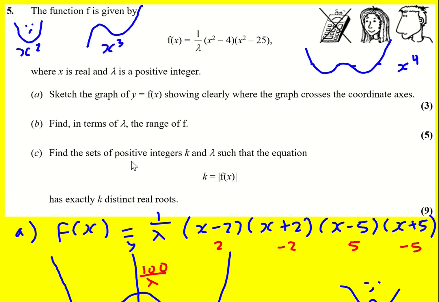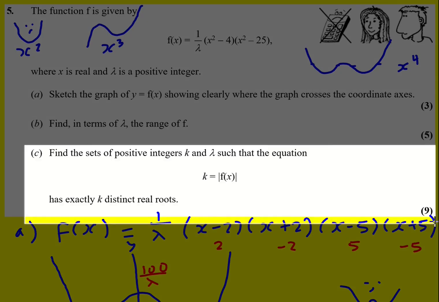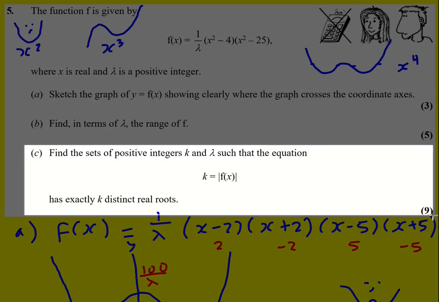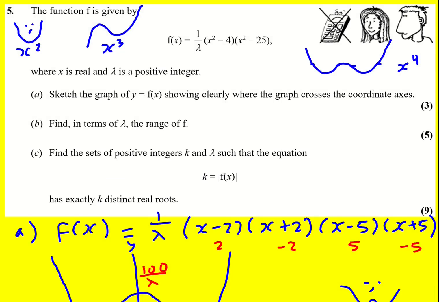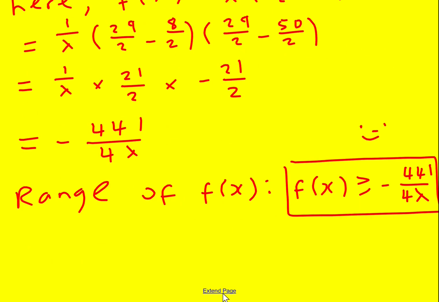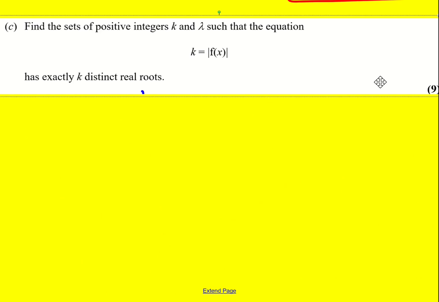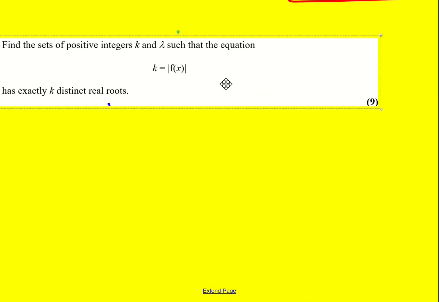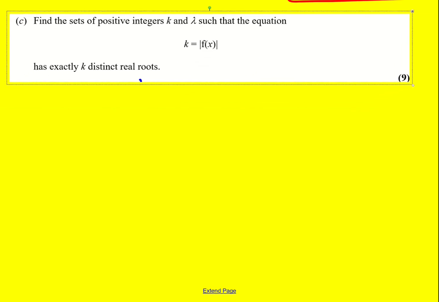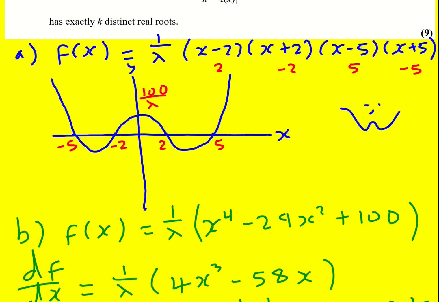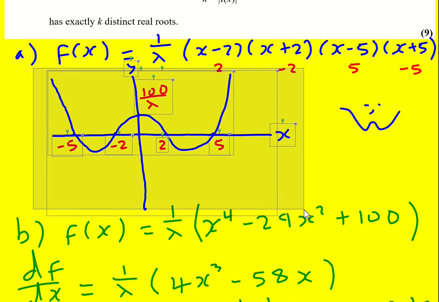Finally, on to part C. It says find the sets of positive integers k and lambda such that the equation k equals the modulus of f of x has exactly k distinct roots. I'm going to bring this down. This looks like it's going to be the trickiest bit. It is worth more marks than the other two bits combined. Okay, first things first, let's get a sketch down again.